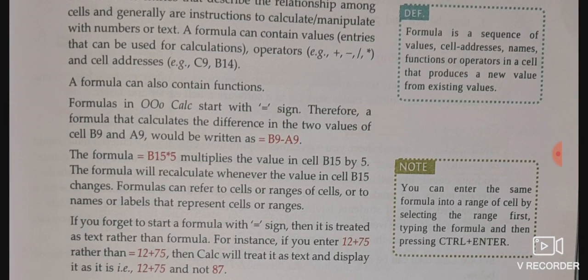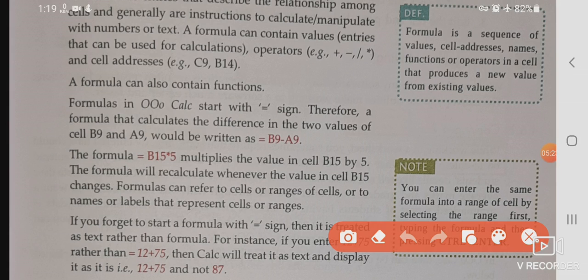Now you can see formulas. Now what is B9 minus A9? Suppose in the cell B9 the value is 4 and in the cell A9 the value is 2. So what is B9 minus A9? 4 minus 2, so the answer will be 2. And please remember, the Excel formula always starts with an equal to sign.